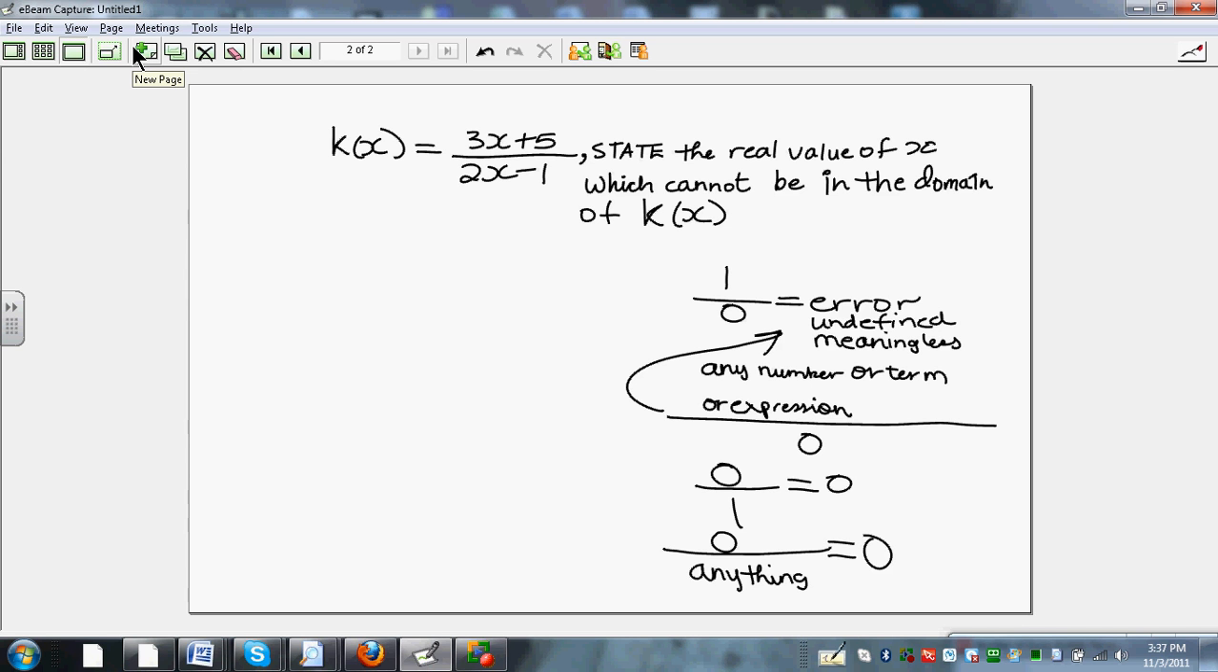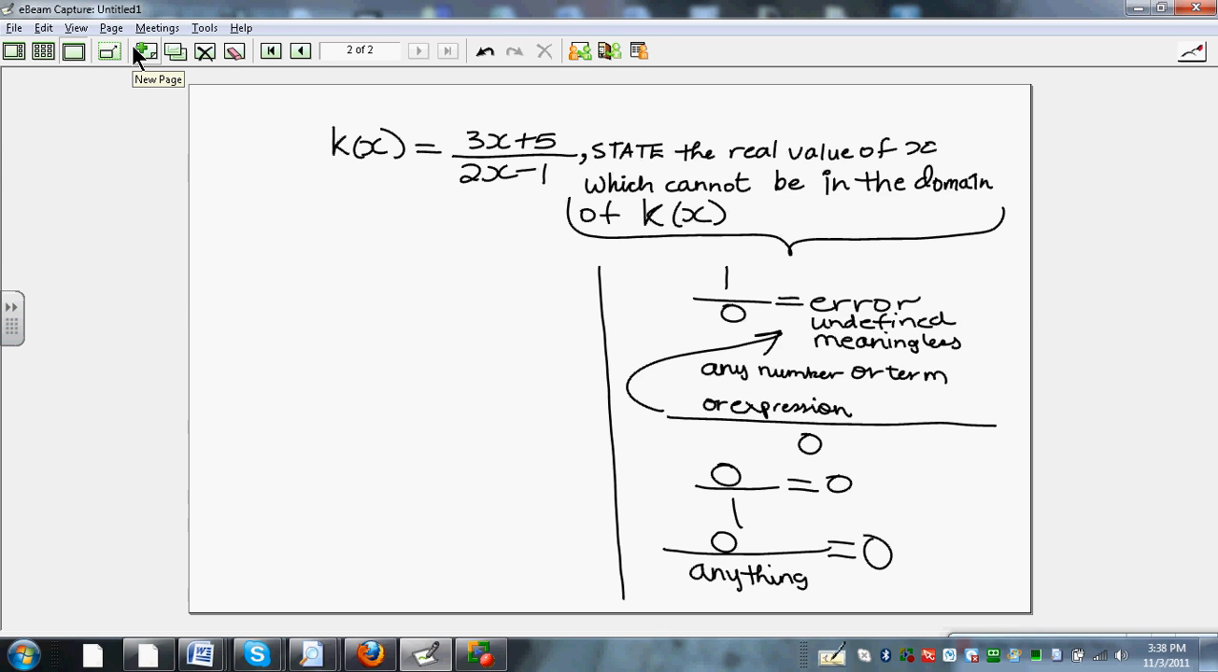Now, having appreciated this, we can now come back to what we have to do here, because you needed to understand this before we could actually explain and understand the solution to this question. Okay, so the question again says, if k of x is 3x plus 5 all over 2x minus 1, state the real value of x which cannot be in the domain of k of x. I want you to learn these words by heart, so that when you see it in the exam, it will ring a bell immediately and you'll know exactly what to do.